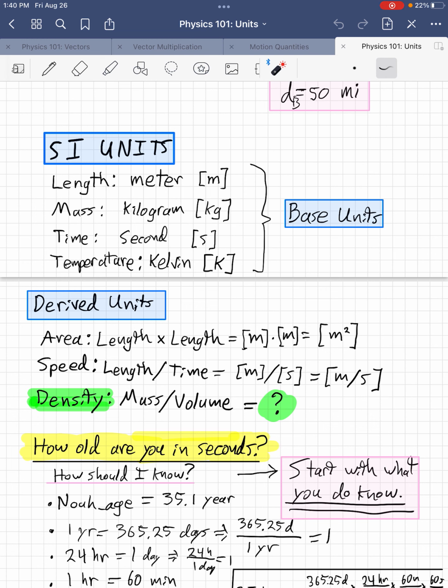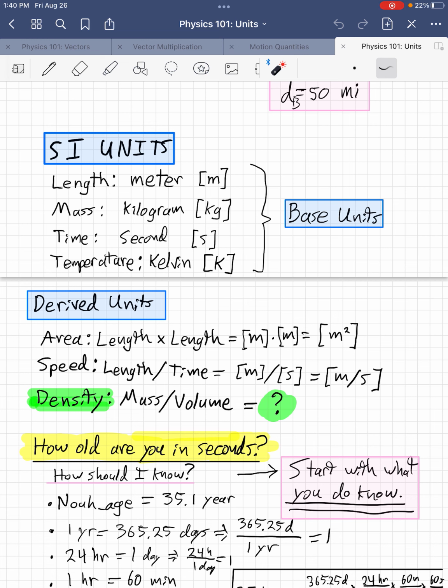So speed would be another derived unit, and this is length over time, right? And so we'll often be giving things in meters per second. And, for your reference, 1 meter per second, think about walking, right? If you were to walk, your stride between 2 feet might be close to 1 meter. So if you're taking 1 stride a second, maybe you're moving about 1 meter per second.